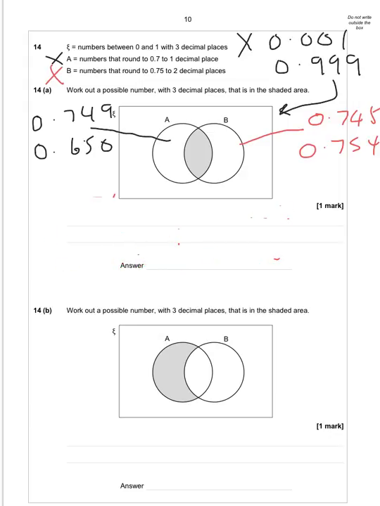So the numbers that can actually occur in this intermediate portion here, what we call the intersection, are the numbers that are in both of those A and B circles. So that could actually be anything from 0.745 right up to 0.749. If I was to list out all of these numbers and list out all of these numbers, these would be the numbers that were common to both.